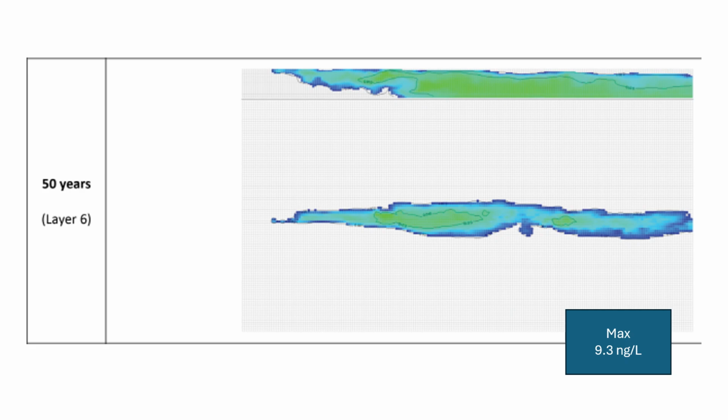After 50 years, the max concentration is about 9.3 nanograms per liter and extends over 1,100 meters. As for the depth, it's starting to reach the limit of what the model was set, which is approximately 15 meters.